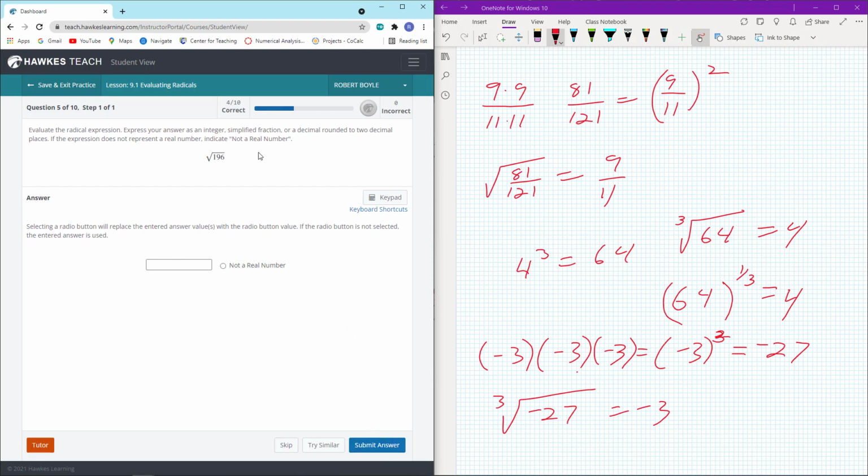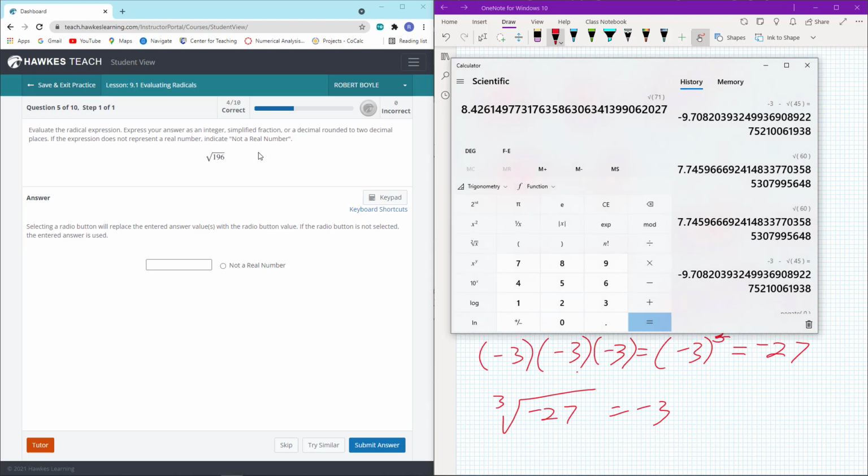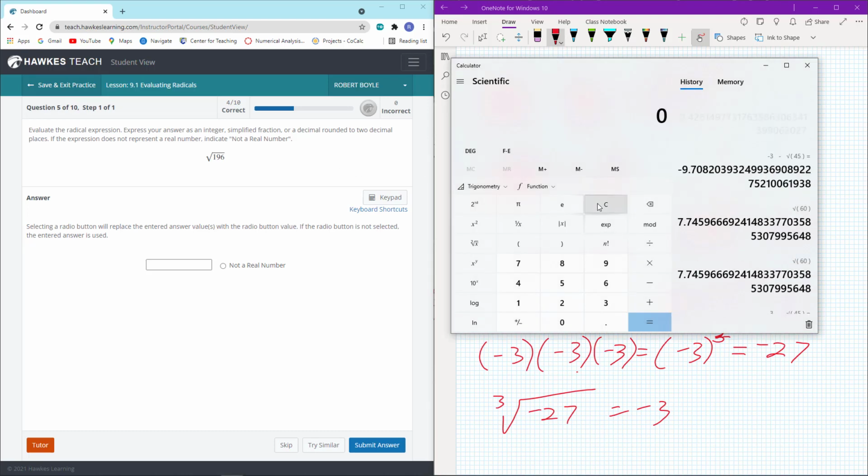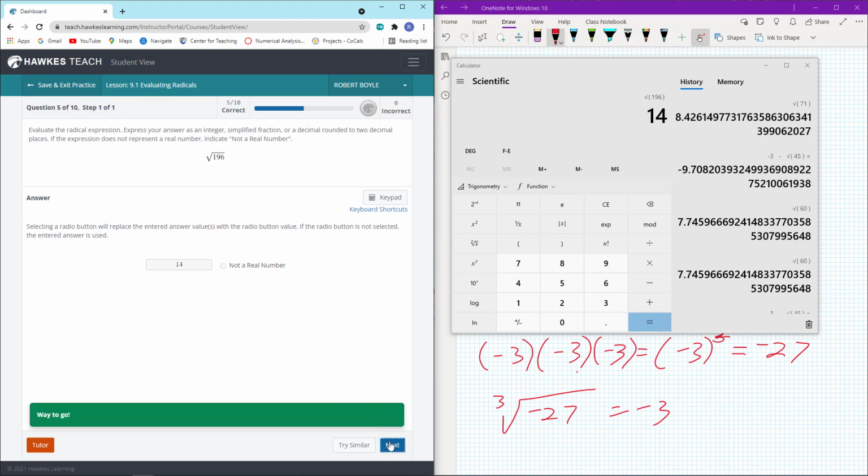Okay, this actually, I believe, is a perfect square. But if we're not sure, what we can do is just find out using our calculator. So let's go ahead and do that. Let's clear, put in 196, hit the square root button. I think we should get 16. No, we get 14. So here, the answer happens to be 14, so we're just going to put 14 in. And there we go.